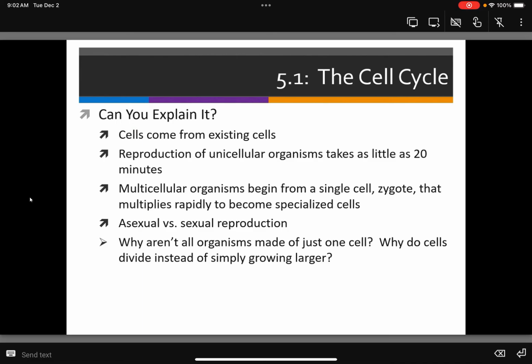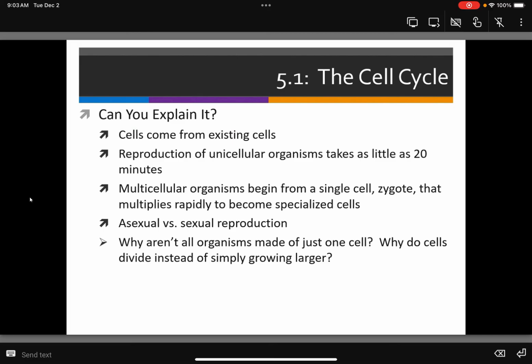So why aren't all organisms made up of just one cell? What do we think? Because then they would be the same. Everything would be the same, right? To an extent, being that they are unicellular. However, there are different species of organisms that are unicellular, so they're not exactly the same, but they have a lot of similarities, and life wouldn't be nearly as diverse, right? Okay. And why do cells divide instead of simply growing larger? Cells will grow and grow until they reach a certain size, and then they will go through that splitting process.